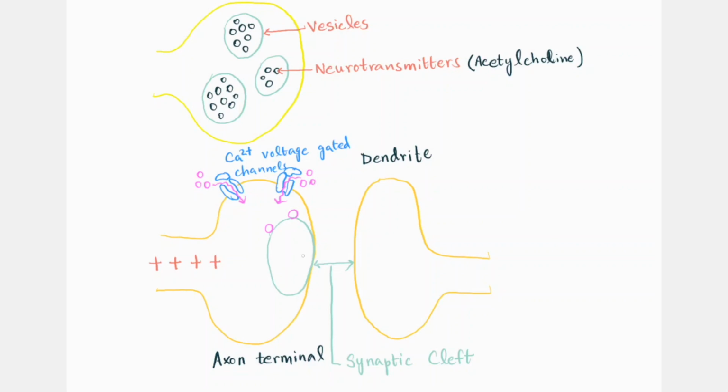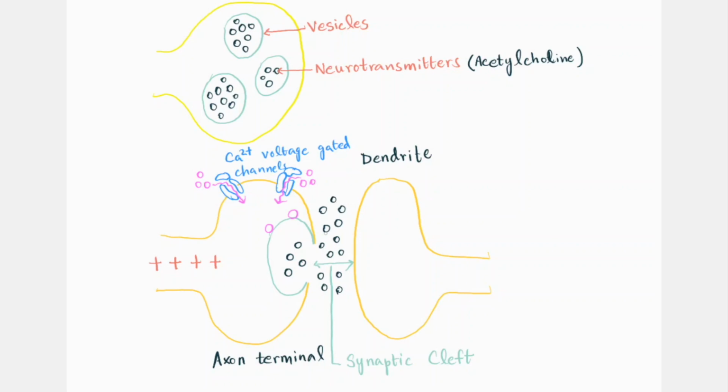And what happens when the vesicle has a membrane of itself, and it's come in contact with the membrane of the axon terminal? What happens when two membranes fuse? It just opens up, spilling its contents to the outside. These neurotransmitters that were inside the vesicle, safely inside the cell, just get out into the synaptic cleft.